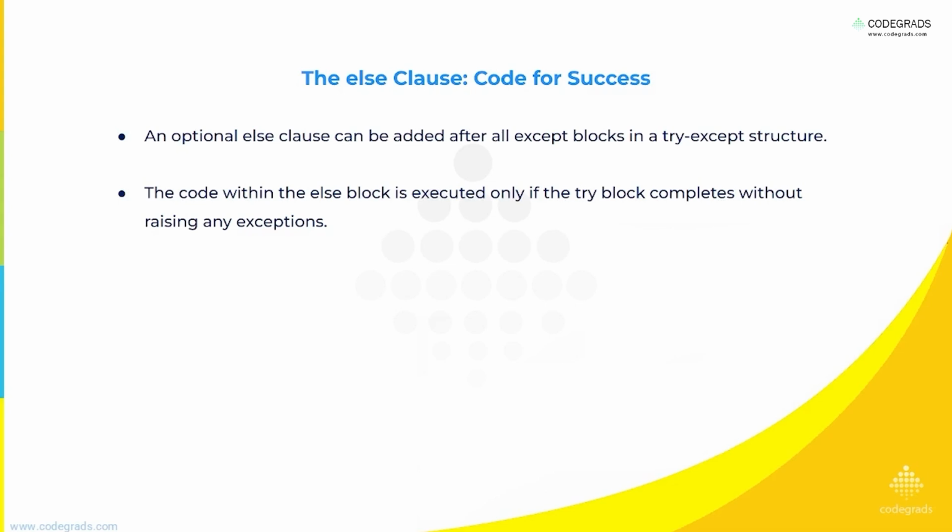So in the else block, I'll print "division successful". We can use the else block for code that runs when no error happens. The code within the else block is executed only if the try block completes without raising an exception. So if the try block is not raising an exception, naturally the except block will not work, and so the else block will be executed.